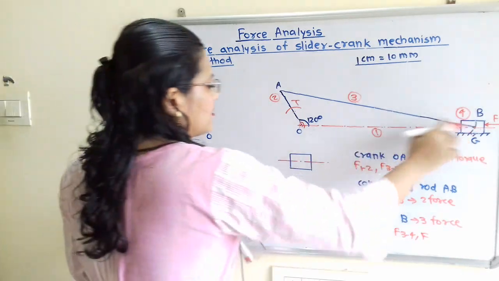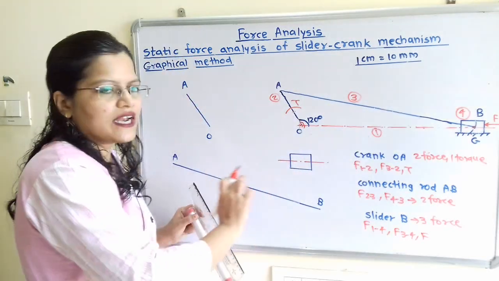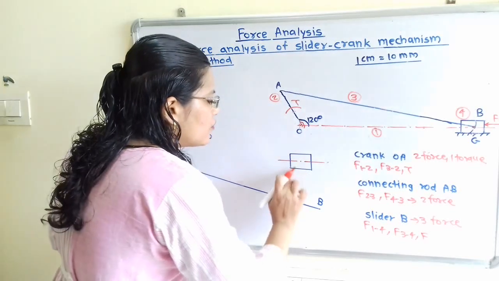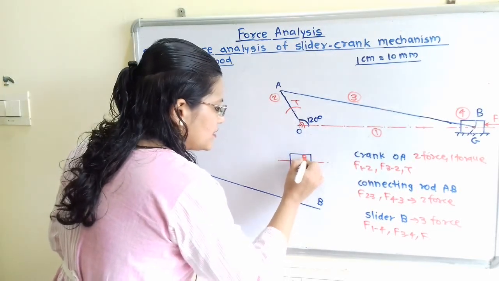Then for the slider B, along this horizontal line, because the slider reciprocates along this horizontal line, we have to show this point B. So here this is the point B.